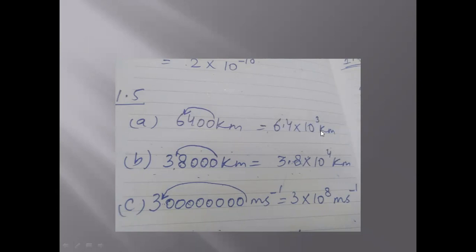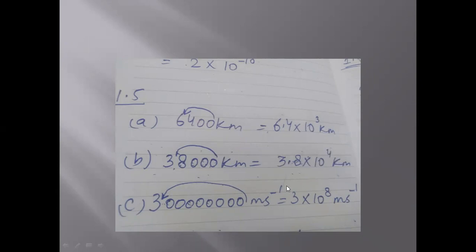Remember that we can never write two prefixes. So you will leave 10 raised to the power 3 as it is, and you will write the unit which was given in the question, kilometers. Then the B part, 38,000 kilometers. Point is taking 1, 2, 3, 4 jumps, and you can see the answer, 3.8 into 10 raised to power 4 kilometers.